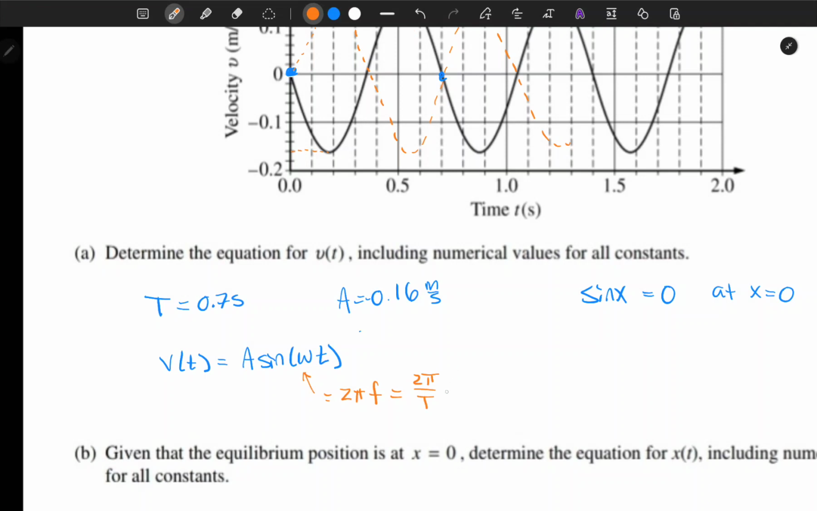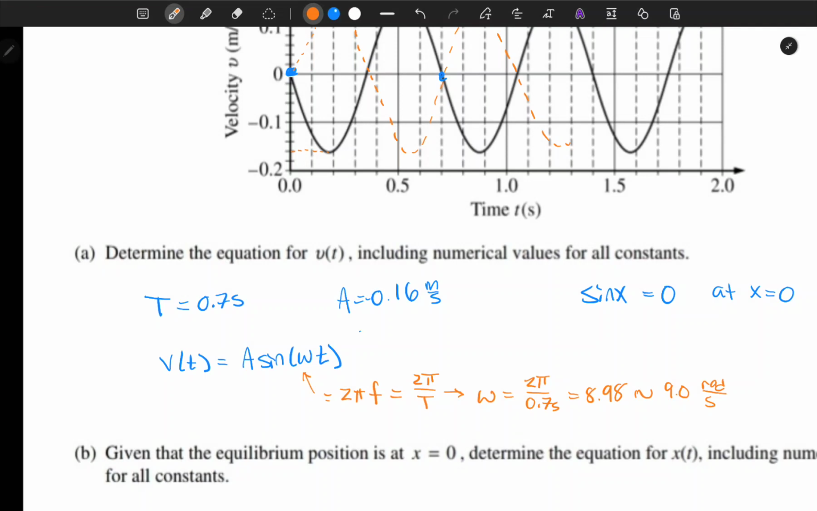For us, we see that the period is 0.7 seconds. So omega is equal to 2 pi divided by 0.7 seconds. And this is equal to 8.98. For ease of calculation, we'll call this 9.0. And of course, this is measured in radians per second.